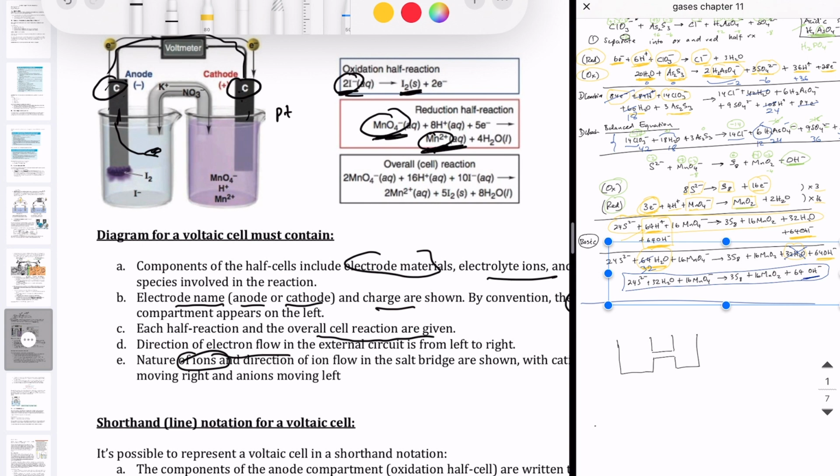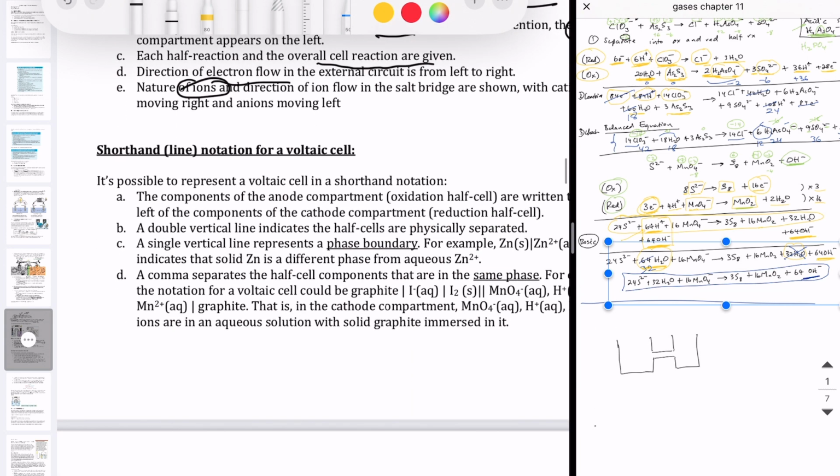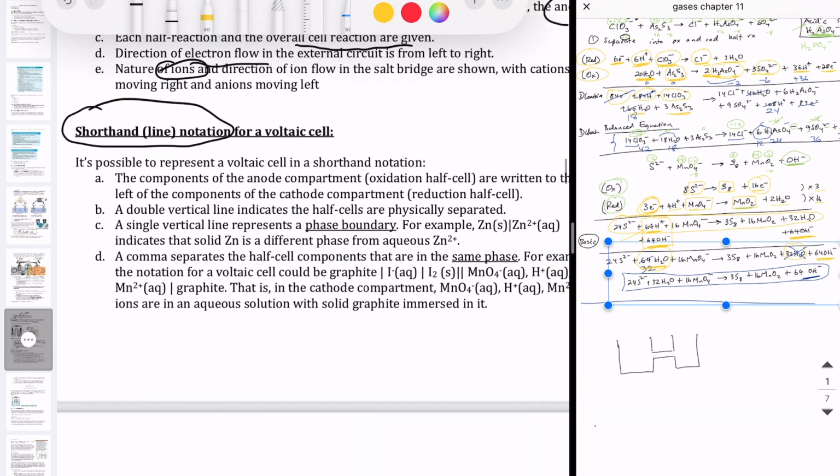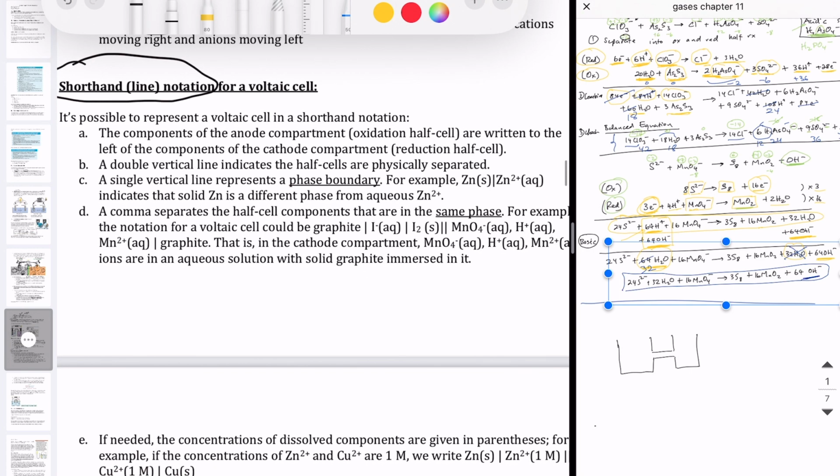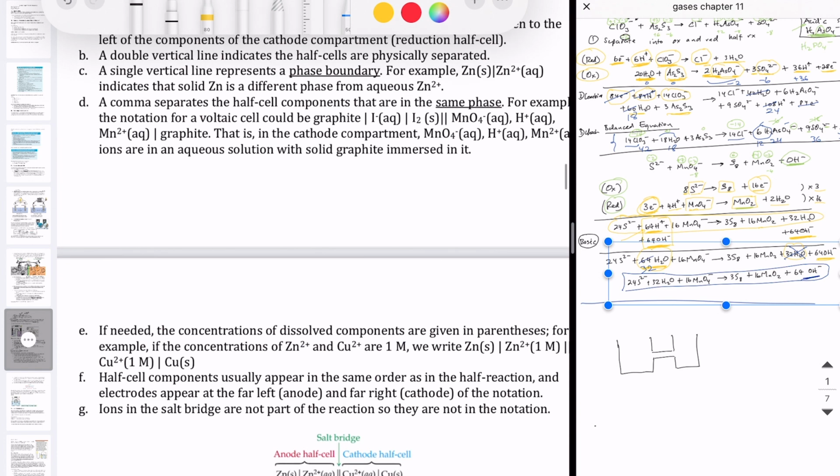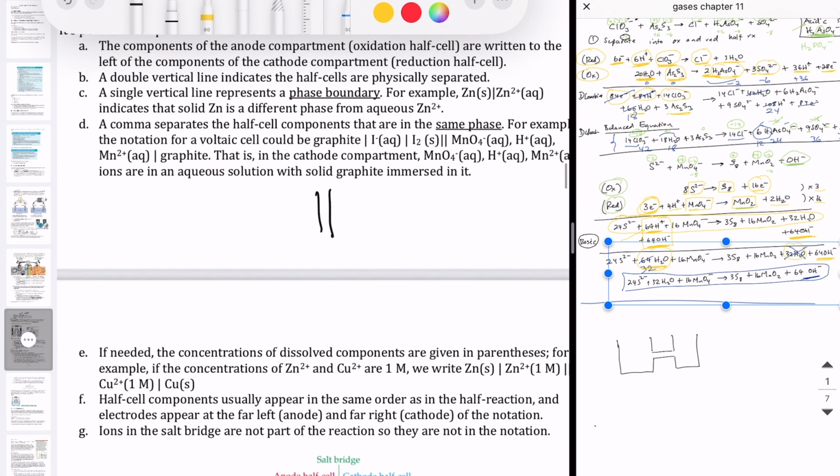to write the reaction. So sometimes in electrochemistry, there is what we call a shorthand or a line notation that just makes illustrating all of those components of the electrochemical cell a little easier. The way we do that is we separate out the two compartments using a double vertical line. And then on the left side, we write all the anode components. On the right side, we write all the cathode components, okay?